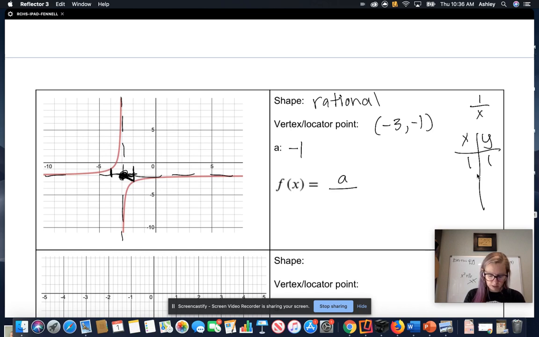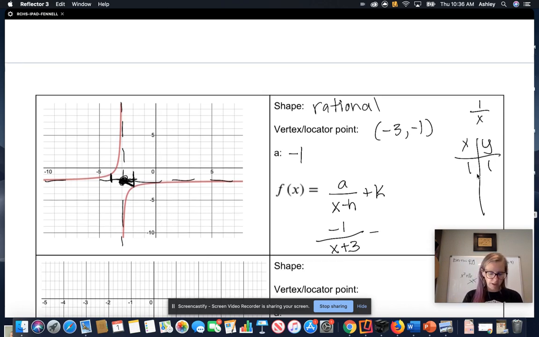All right, so now we need to put this in the form of a over x minus h, plus k. Our a value is -1, so -1 over x plus 3. Again, keeping in mind that the value of x that breaks this function, creating our asymptote, is -3. So we have to have a positive 3 in the denominator. Again, minus a negative is a positive, and then -1 because we also shifted down.